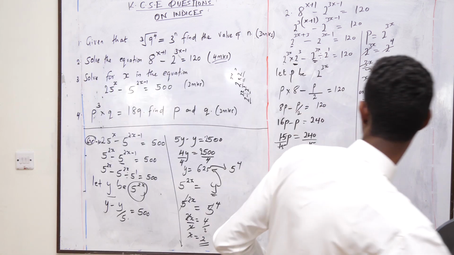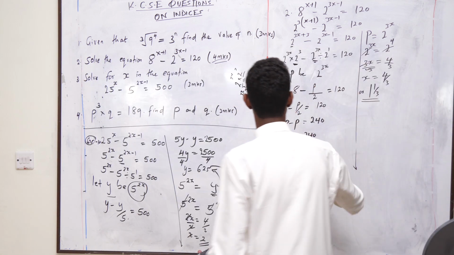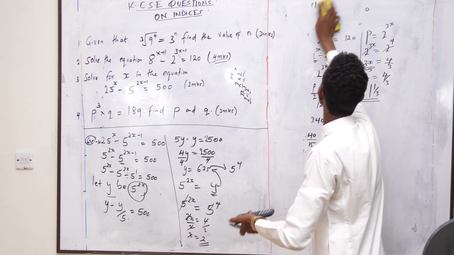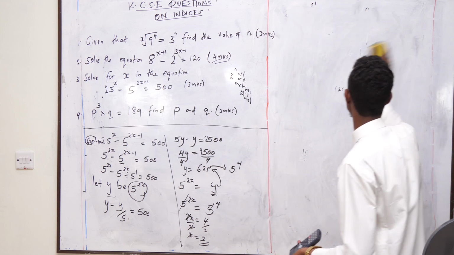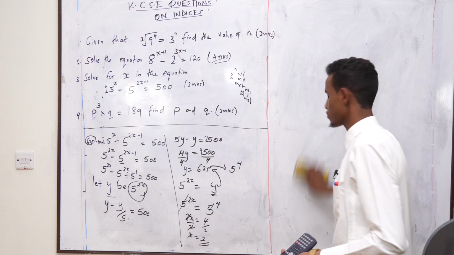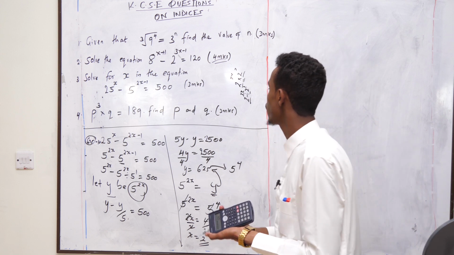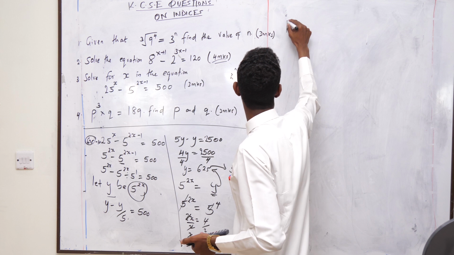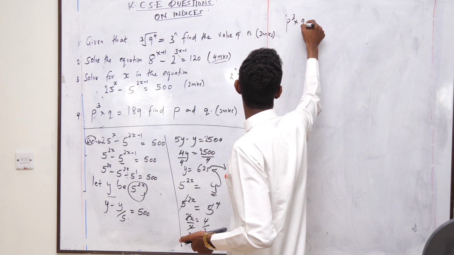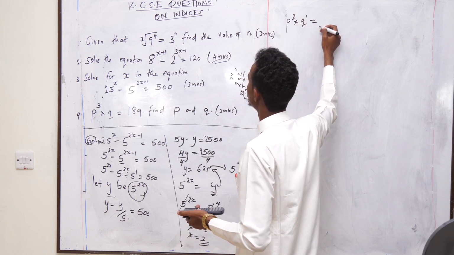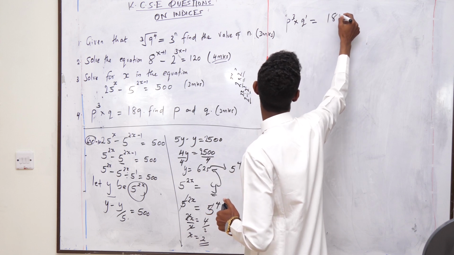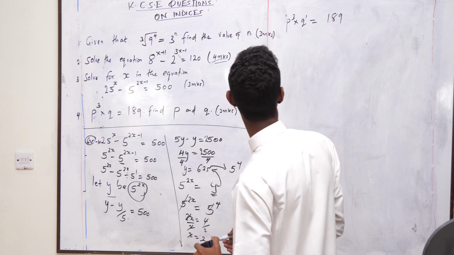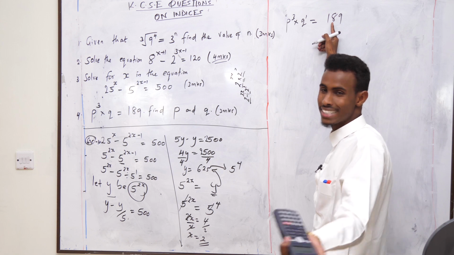Let's go to the last and final one, which says P power 3 times Q power 1 is equal to 189. The first thing you need to know is that you need to find the prime factors of 189.